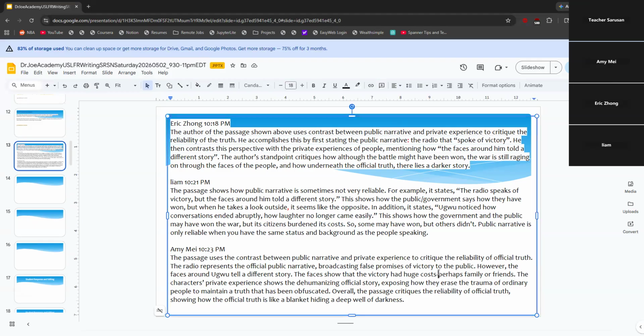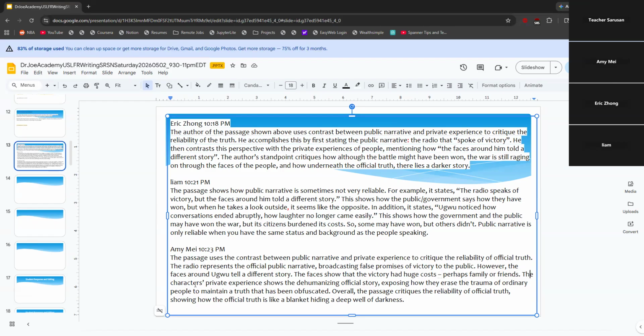Do we need a hyphen here? Perhaps family or friends. Hmm. Yeah, I guess so. But usually I'd see a hyphen like this. It's going to be a longer hyphen. If you're typing it out, it's going to be two hyphens, and you need to put spaces around it.